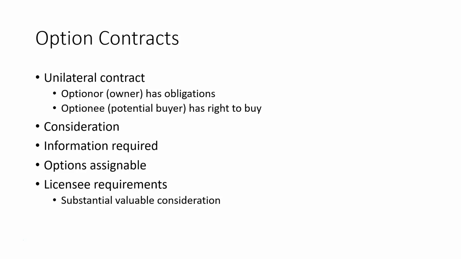All the usual information is required, and options are assignable, and you do have to have a license to receive any commissions from this. And if you are actually a listing agent or you're interested in obtaining the option yourself, then you have to divest yourself from the transaction altogether and act as purely a potential buyer. And you have to make sure there's substantial valuable consideration paid for the option.